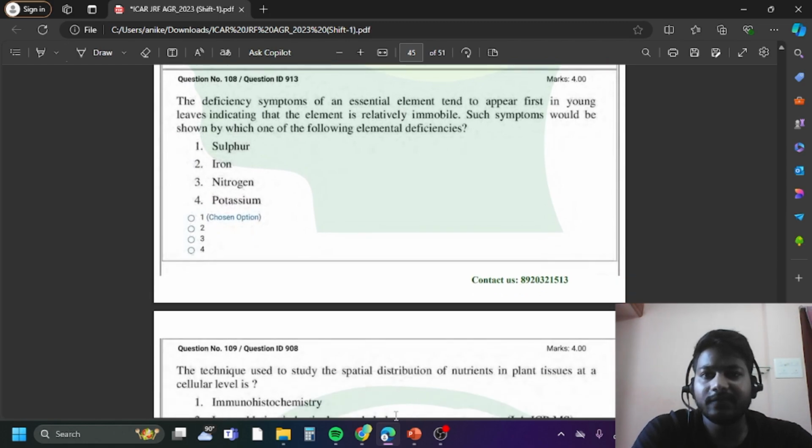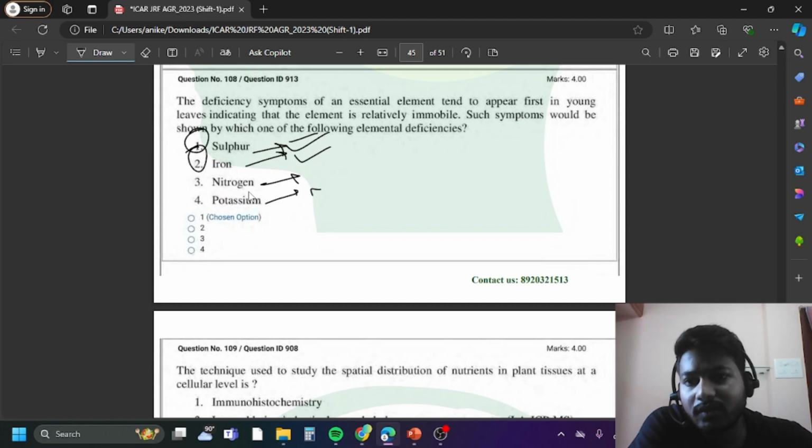Next is, the deficiency symptoms of an essential element tend to appear first in young leaves, indicating that the element is relatively immobile. Such symptom would be shown by which one of the following element deficiency. Okay, so sulfur is relatively immobile. Yes, it is correct. Iron is also relatively immobile. Nitrogen is mobile. Potassium is mobile. So option number 1 and 2 is correct. Okay, option 1 and 2 is correct.